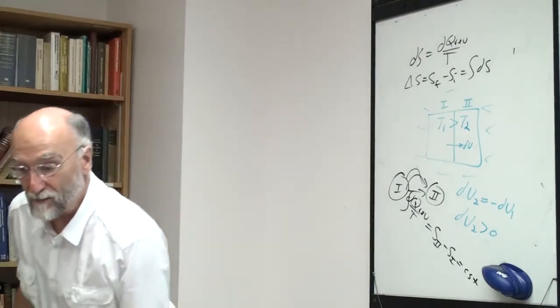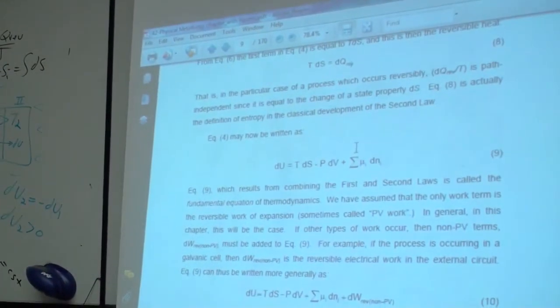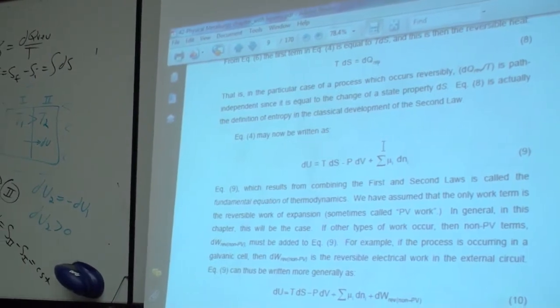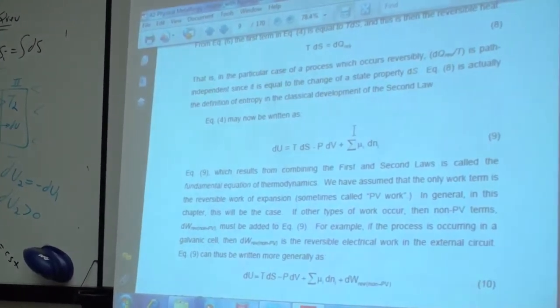I'll give you a couple of examples of that. Putting all these things back into the initial equation, we end up with this, and this is called the fundamental equation of thermodynamics. If a system is at equilibrium, and there's a change in entropy, dS, a change in volume, dV, and a change in number of moles, dn_i, the change in internal energy is equal to that. That's called the fundamental equation of thermodynamics. If necessary to remember, it's combining the first and second laws.